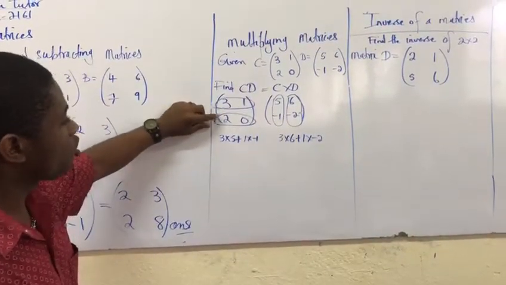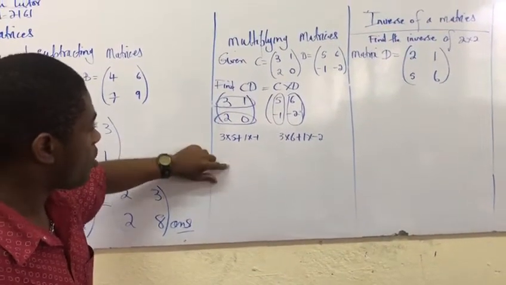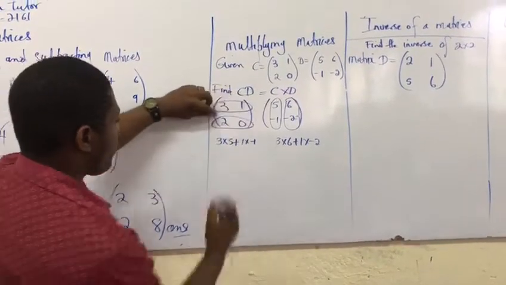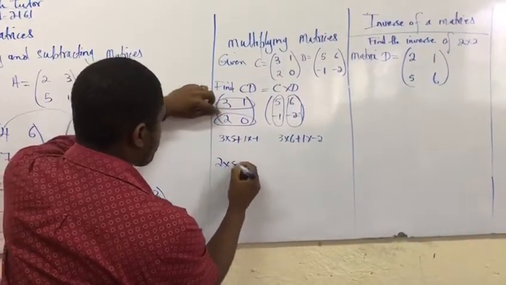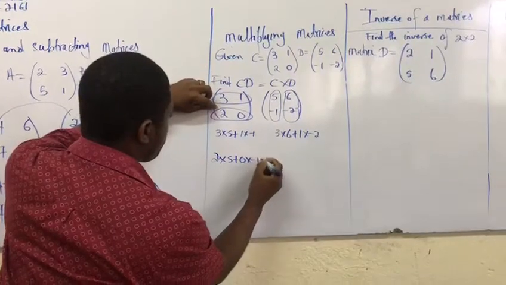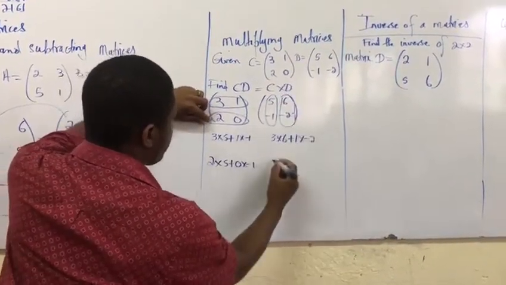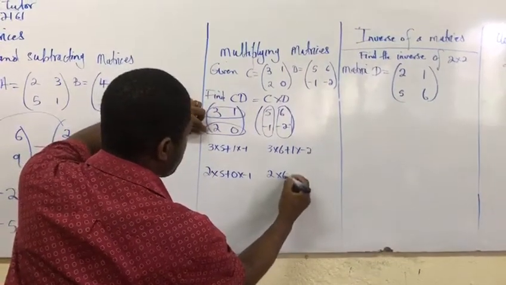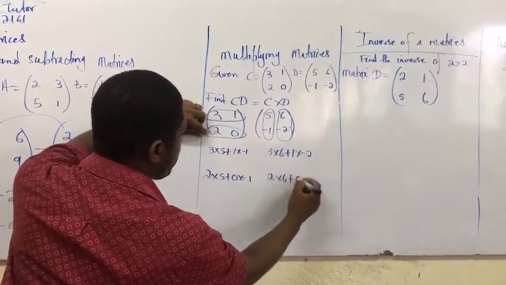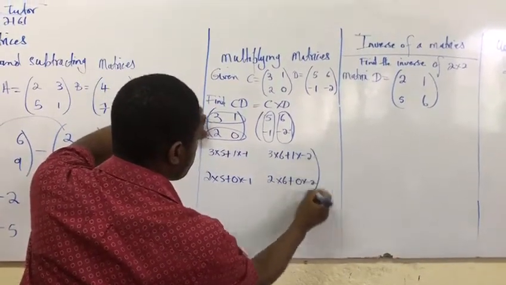Now we're going to be using 2, 0 2 times for this one. So it will be 2 times 5 plus 0 times negative 1, and 2 times 6 plus 0 times negative 2.